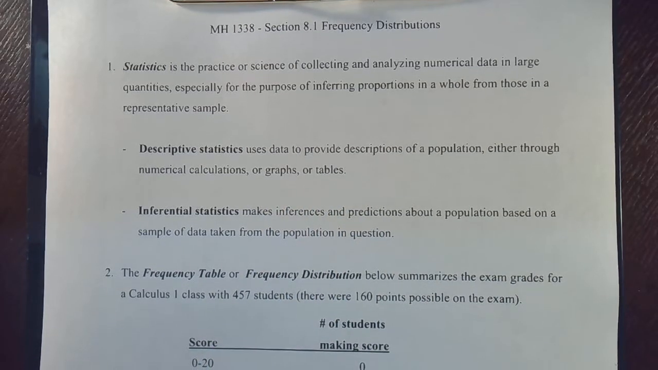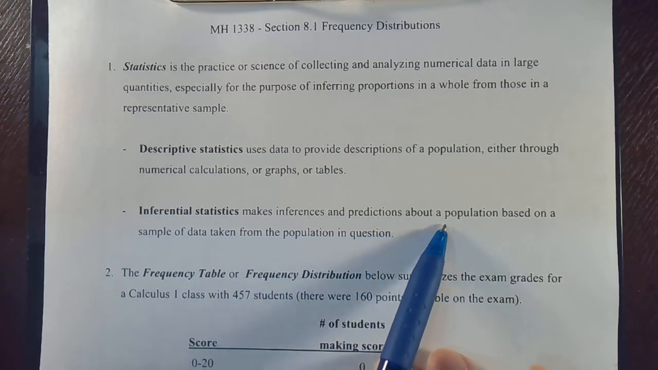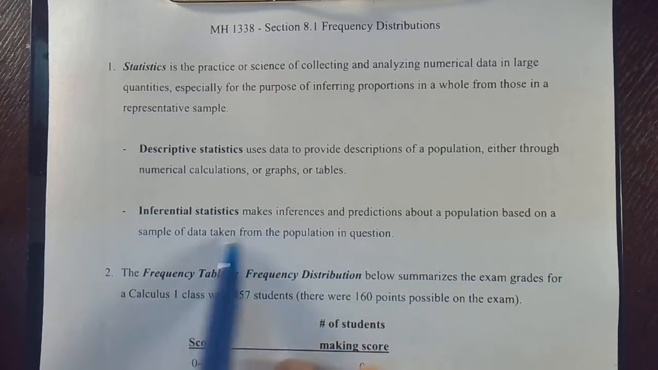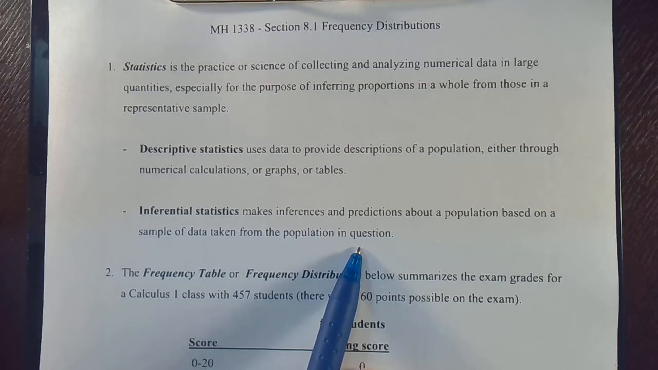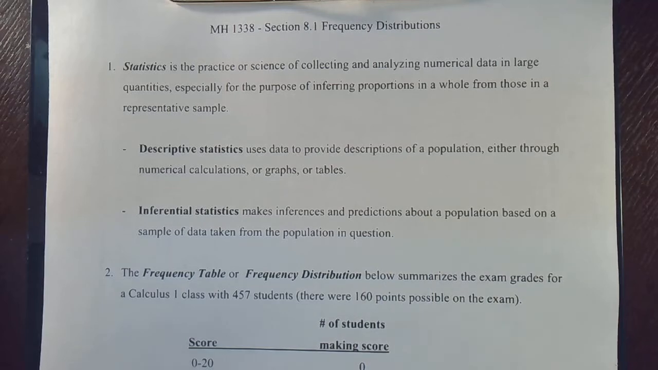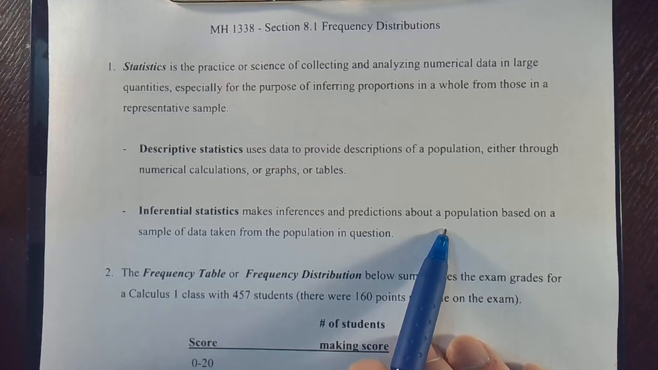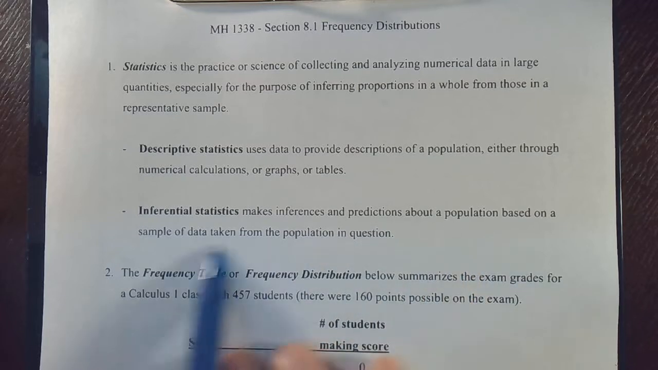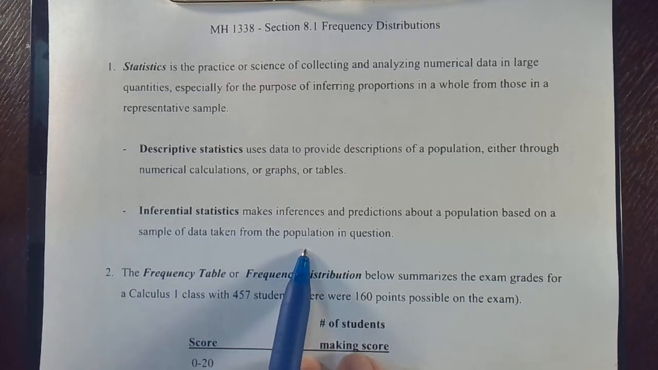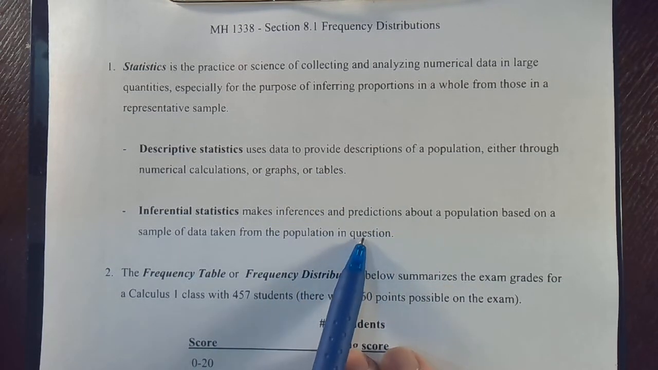Then there's inferential statistics. In that, you'll make inferences and predictions about a population based on a sample of data taken from the population in question. So maybe you want to know the average height of people in a particular city. Well, you may not be able to call and ask 1,000,000 people or 1,000 people, but you can ask a smaller number, and you could use those numbers to make a prediction about the entire population.